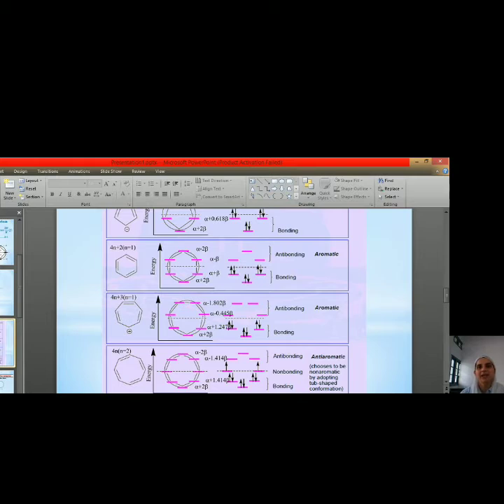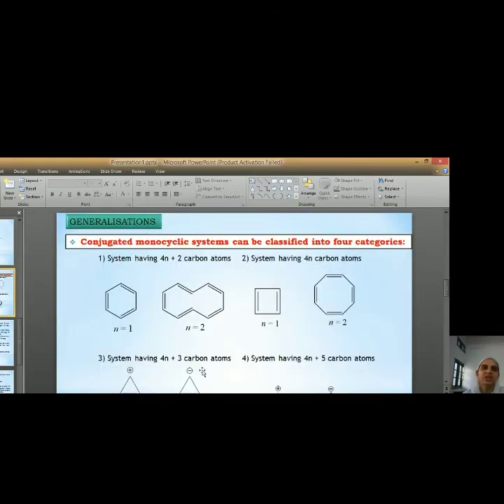So this means that if the system contains 4n plus 2 pi electrons, then the molecular orbitals are fully filled and the system is aromatic. And if the system contains a multiple of 4 pi electrons, then the molecular orbitals are half filled and the system is anti-aromatic. Now some generalizations can be made in order to construct the pi molecular orbitals of monocyclic conjugated systems containing odd and even number of carbon atoms in the ring.